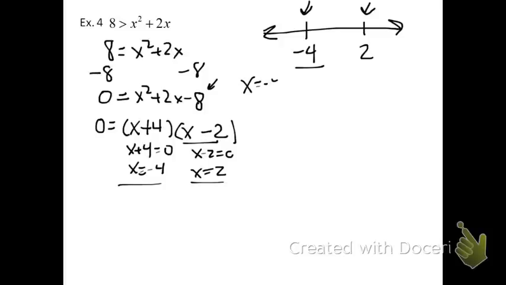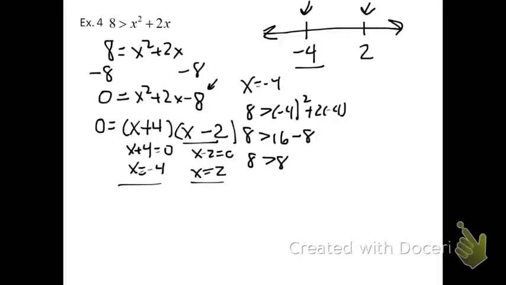If I do x equals negative 4, I end up with 8 less than negative 4 squared plus 2 times negative 4. So that's 8 less than positive 16 minus 8. I get 8 greater than 8, which is close, but it's not true. This is going to be an open circle, and likewise, so will this one.